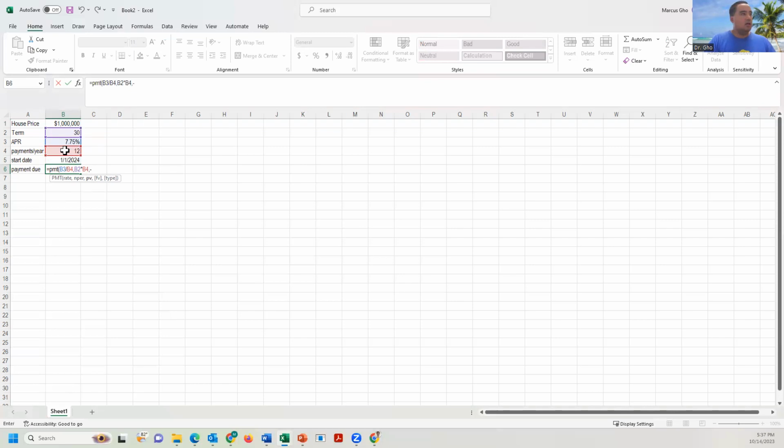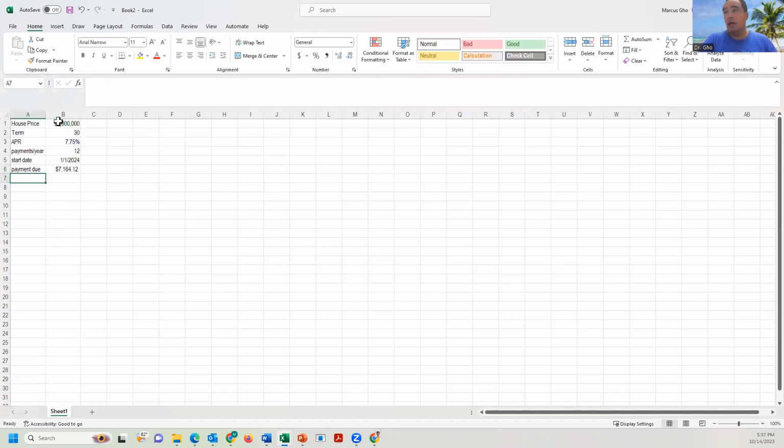Present value, I'm going to put a negative sign in front of this so the whole thing turns out positive. The house price is $1 million. That's the present value of the loan. Keep it simple. That means every month I'll have a payment of $7,164.12 if I'm borrowing $1 million for a home. That's a lot of money, but so is $1 million.